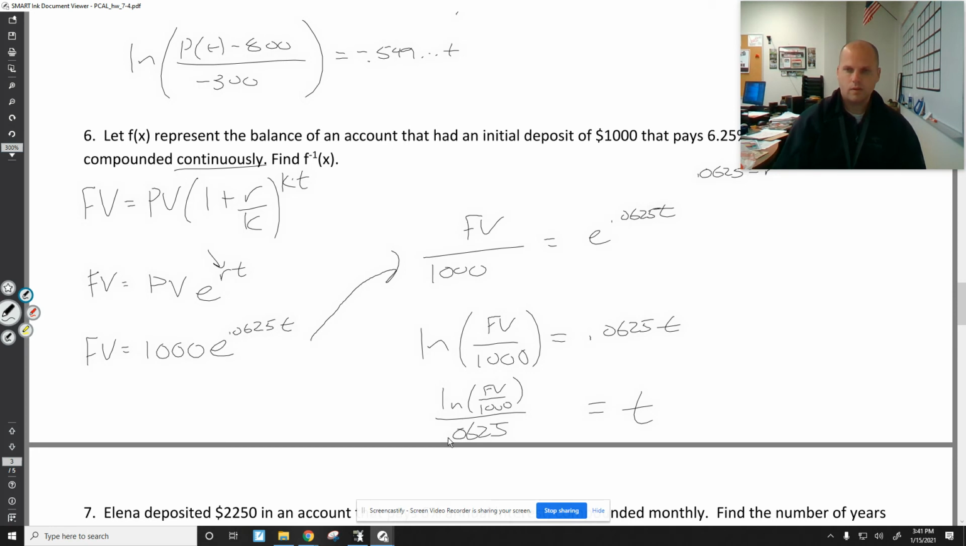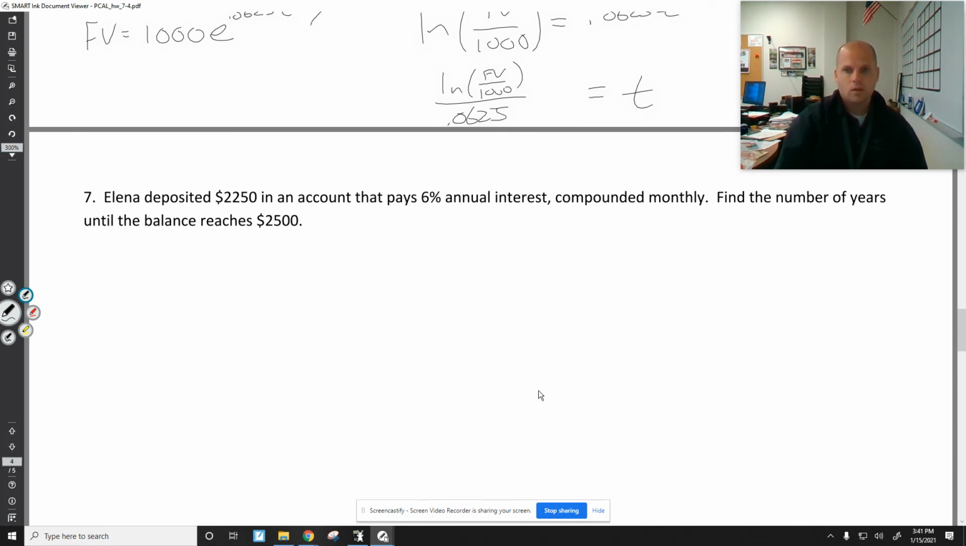That's how we can find a time given an amount that we're looking for. So like how long will it take me to grow this to $50,000? You plug 50,000 into future value divided by 1,000. Take the natural log of that divided by 0.0625. You get the amount of years. All right, so this is that type of question. Similar, only we're going to find the actual amount of years.